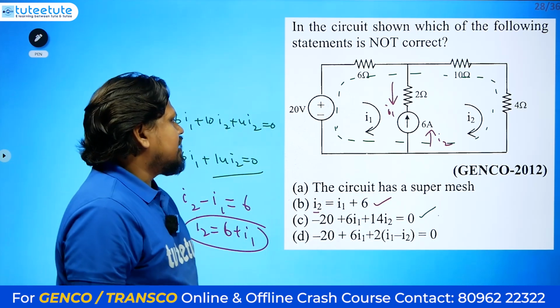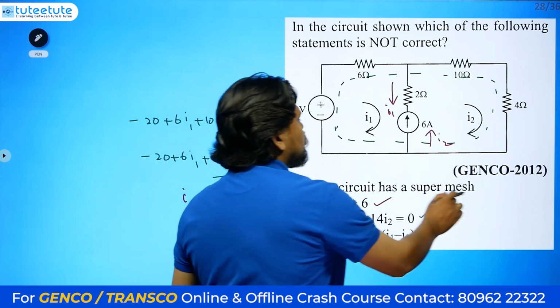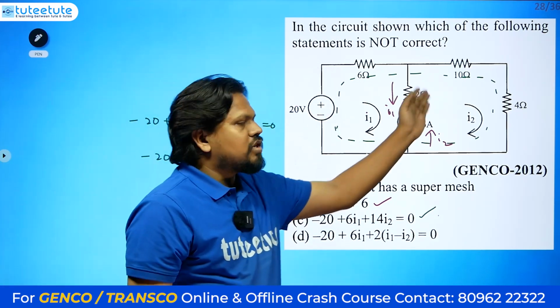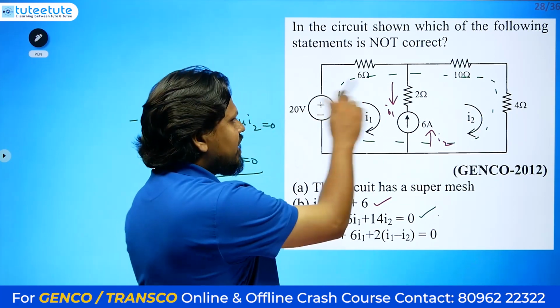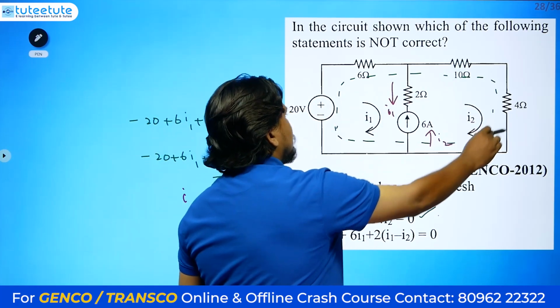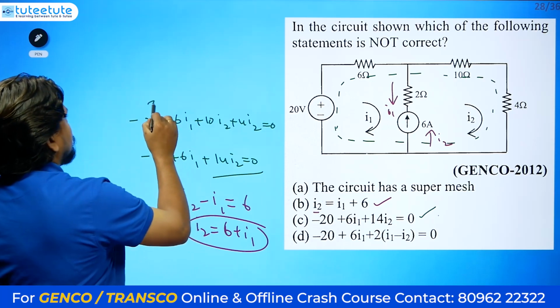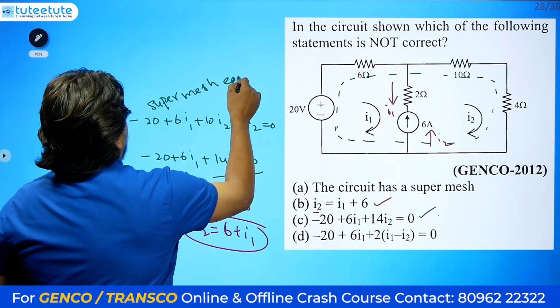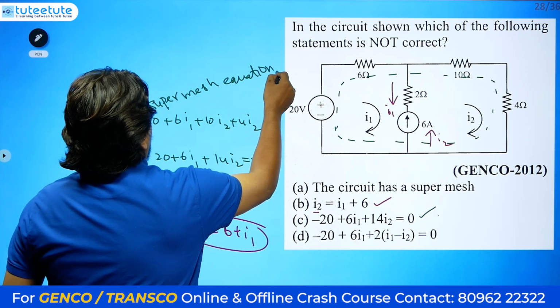Then another one: the circuit has a super mesh. It is correct. That's why we cannot write down the equation of a single mesh. So the complete mesh equation is called the super mesh equation. So this is the super mesh equation.